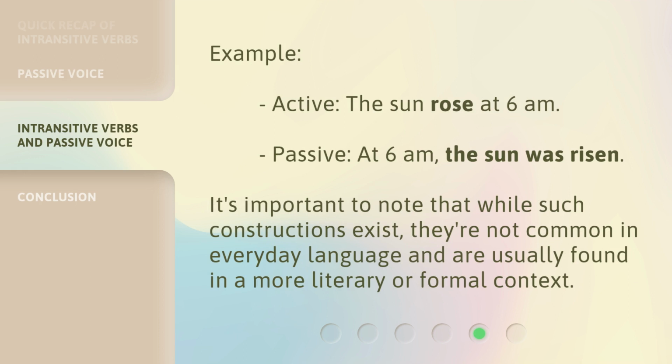Example: active: the sun rose at 6 a.m. Passive: at 6 a.m., the sun was risen. It's important to note that while such constructions exist, they're not common in everyday language and are usually found in a more literary or formal context.